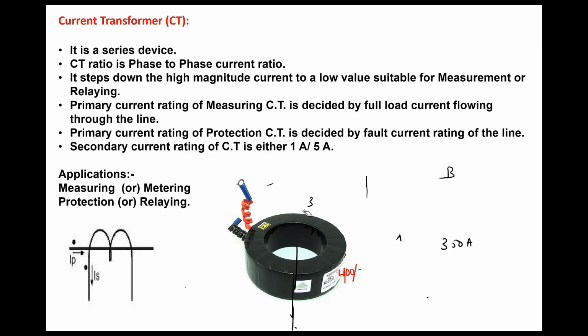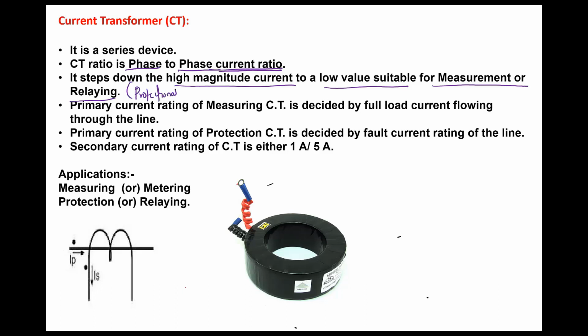So next is CT. CT means current transformer. CT is connected in series. It is a series device. The CT ratio, current transformer ratio, is a phase-to-phase current ratio. Very important point. It is a phase-to-phase current ratio. And what is its function? It steps down high magnitude of current into a low value suitable for measurement or relaying. Relaying means protection.